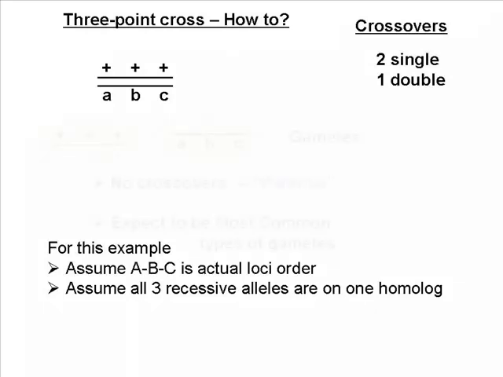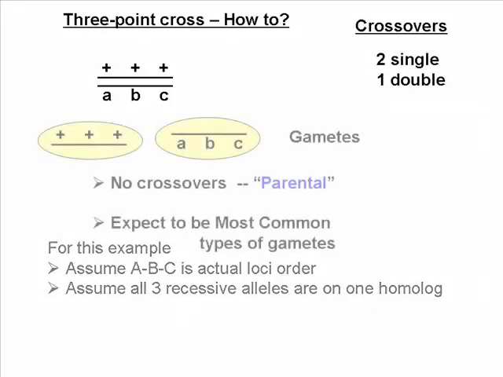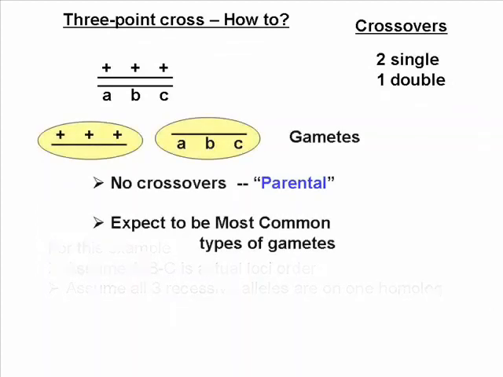Now, first thing we're going to do is look at no crossover, because that's obviously the most important one here. If we have no crossover at all, and simply go through meiosis, there's no exchange of material between paternal and maternal homologs, then the gametes from this are very simply those that carry plus, wild, and recessive, little a, little b, little c. Those would be the gametes.